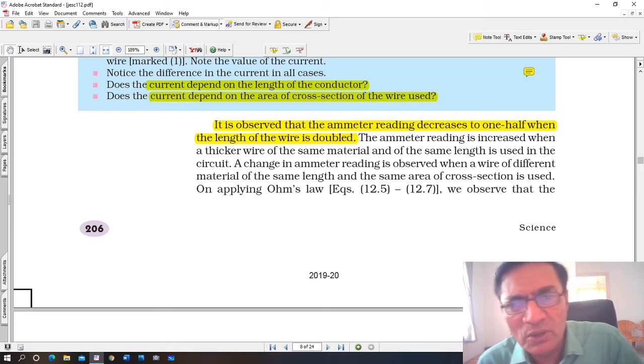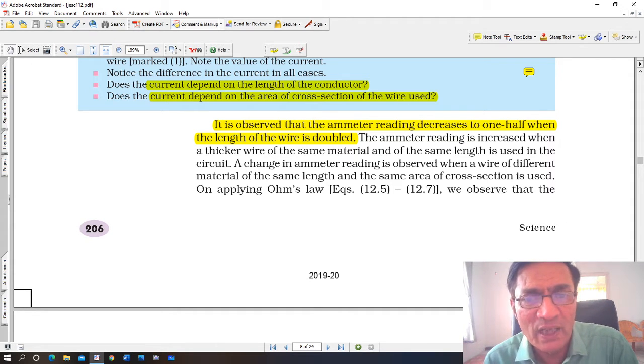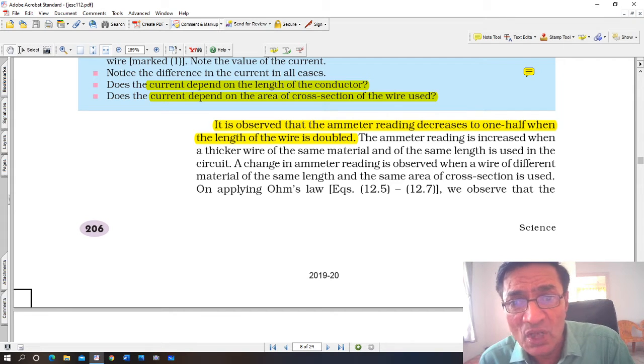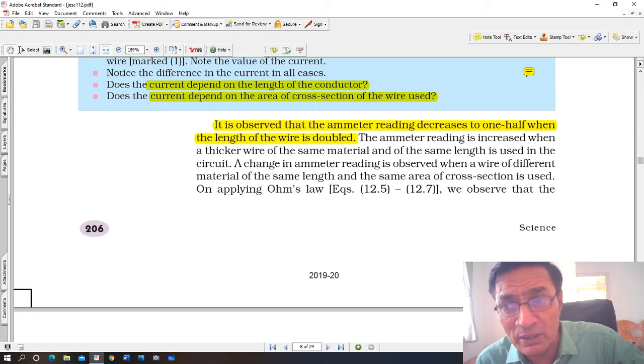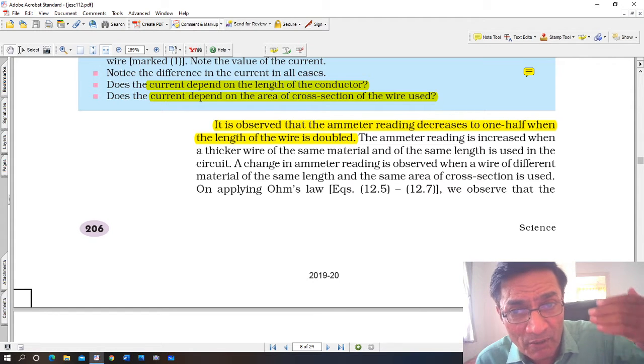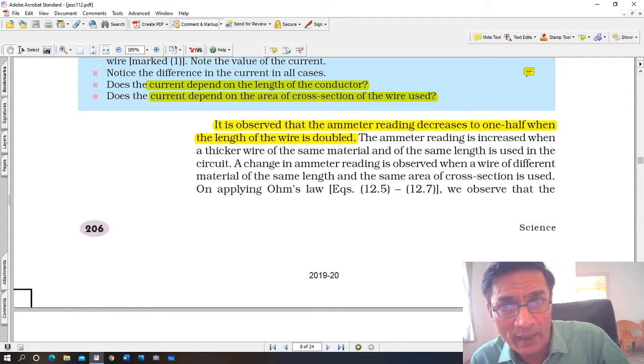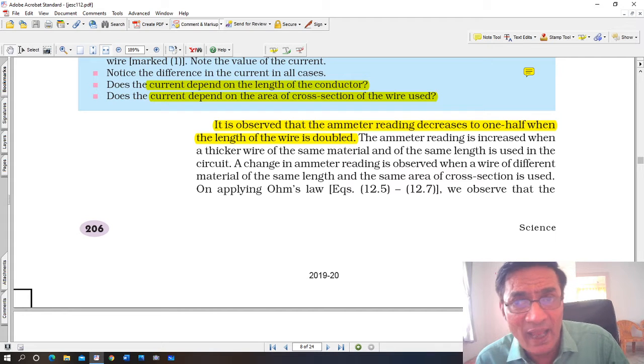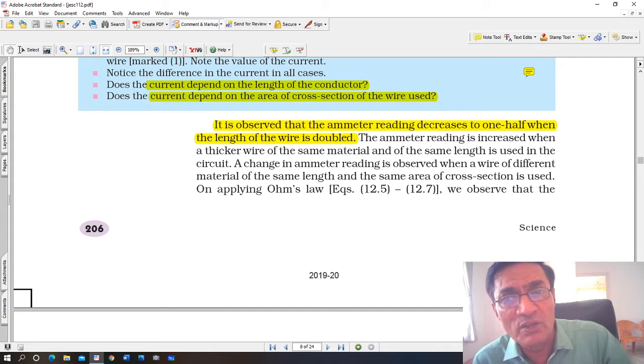Alright, it is observed that the ammeter reading, the current reading, decreases to 1/2 when the length of the wire is doubled. If you double the wire, then the resistance, remember, will increase. If you double the wire, the resistance increases, and therefore in this case the current will decrease.